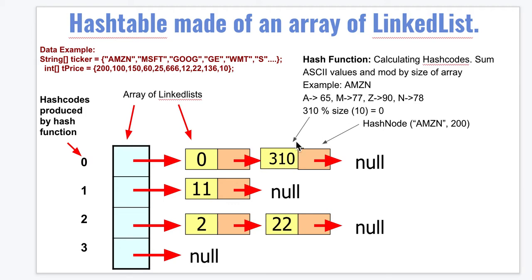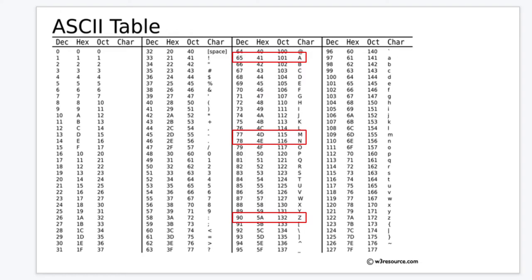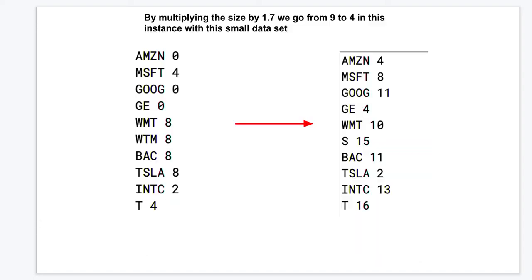And so you want to try to avoid as many collisions as possible, and I'll show you in a second a way that you can try to minimize the amount of collisions you have, because ideally you'd want each of these linked lists to just have one element in it, right? So let's take a look. This is an ASCII table, just so you understand where I was getting those numbers from. The A is 65, the M is 77, and so on.